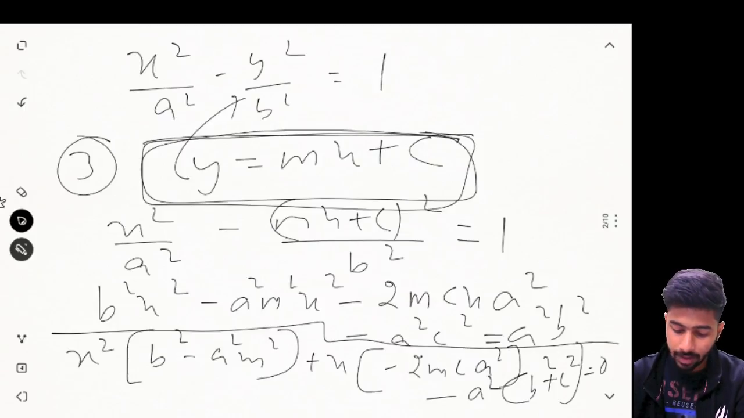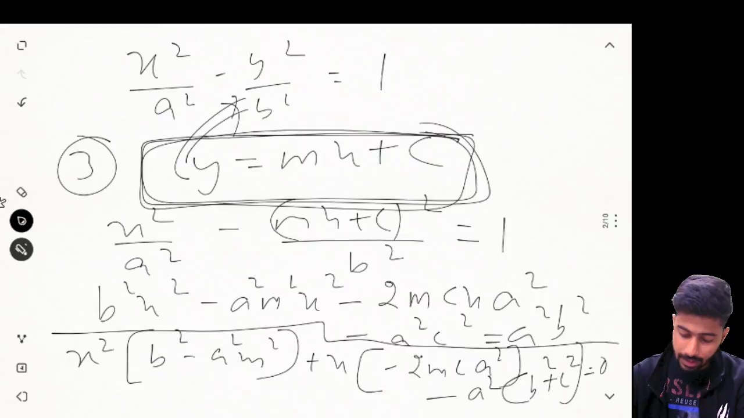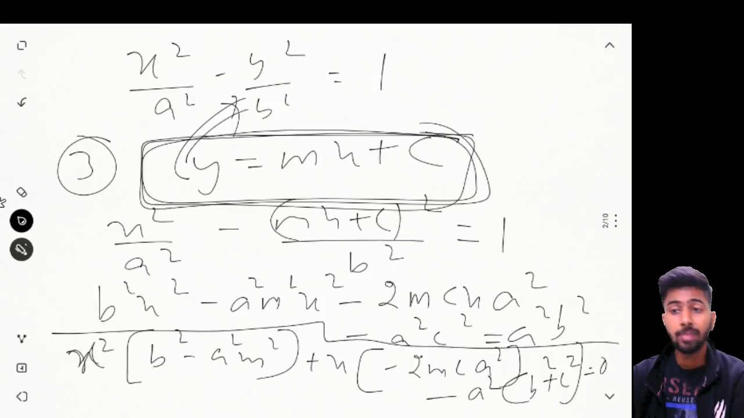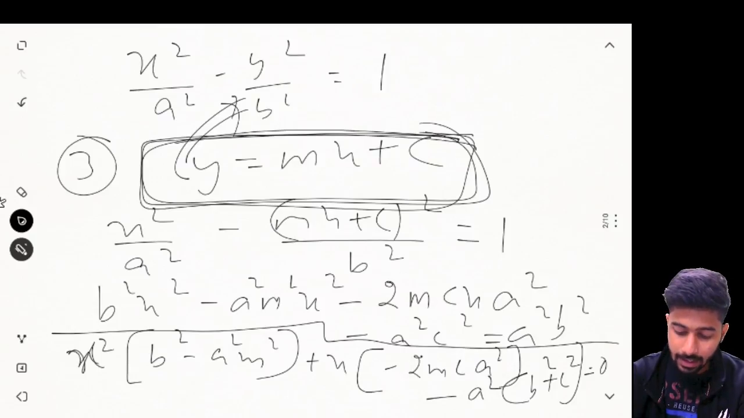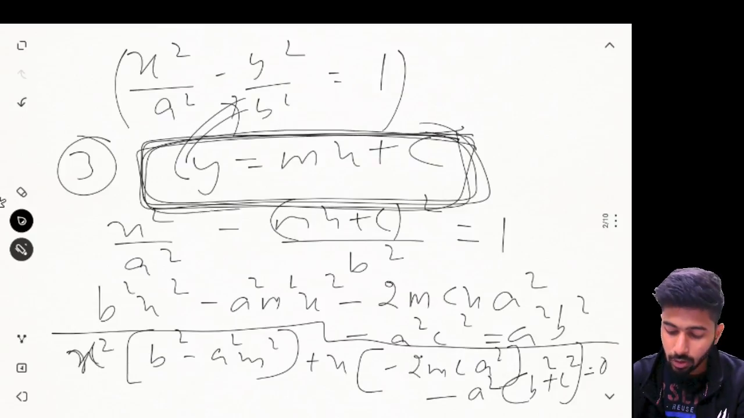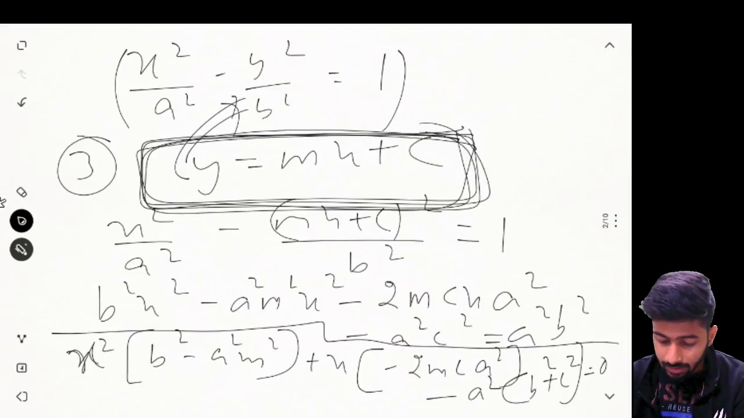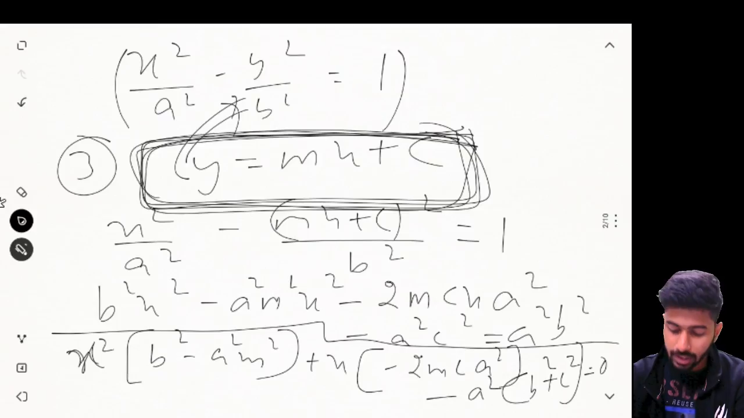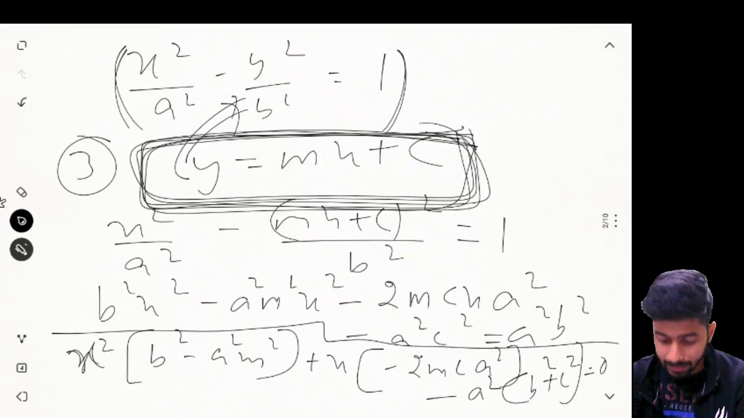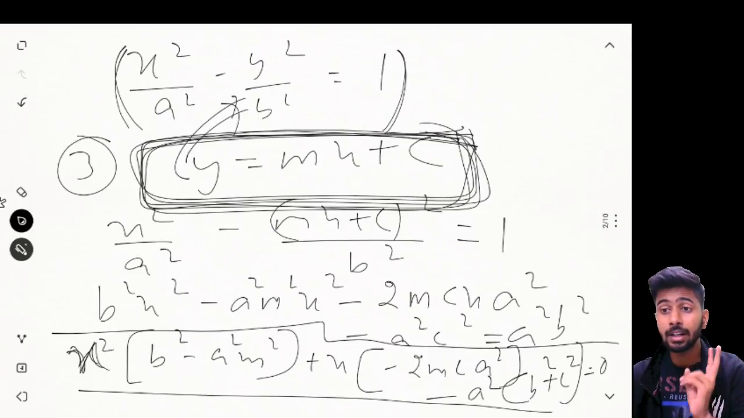I've taken the straight line, put in y, and got the equation only in terms of x. What is this x going to give me? It is going to give me the point where this straight line intersects this curve, right? And because I want this straight line to be a tangent, this straight line should intersect this curve only at one point. That means this quadratic equation should have repeated roots, right?